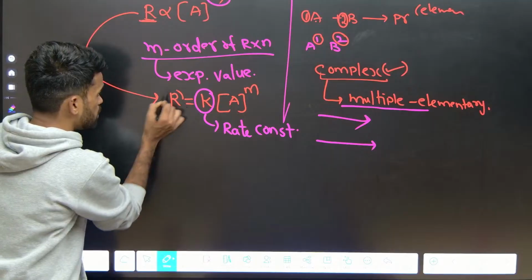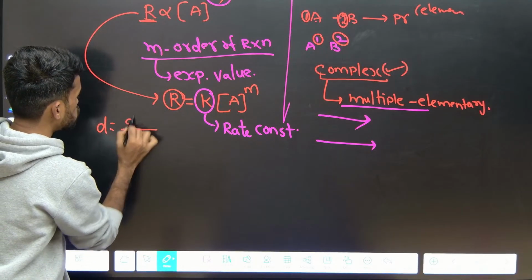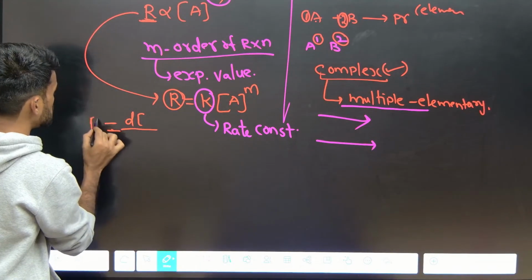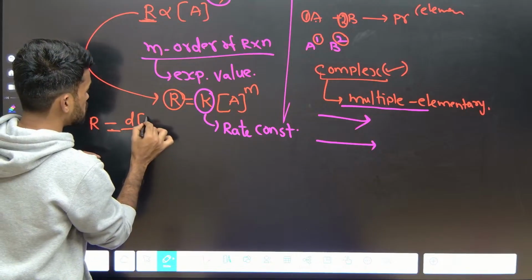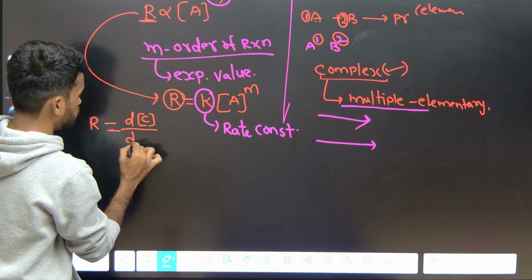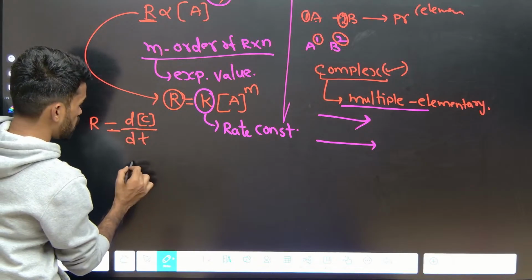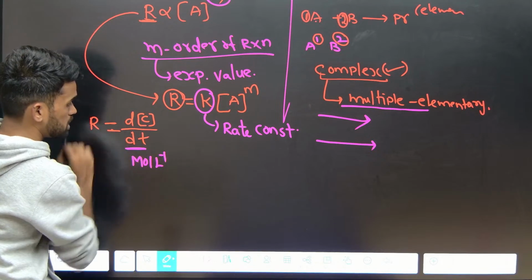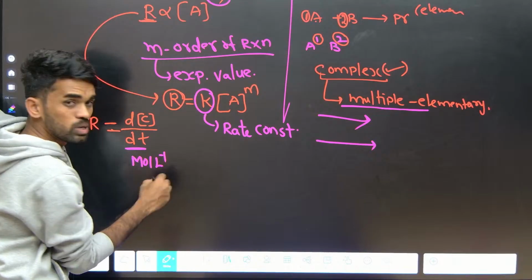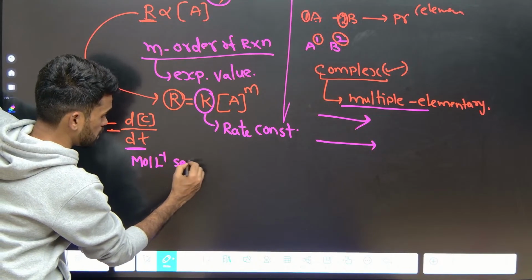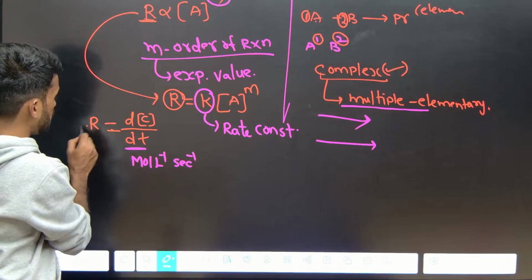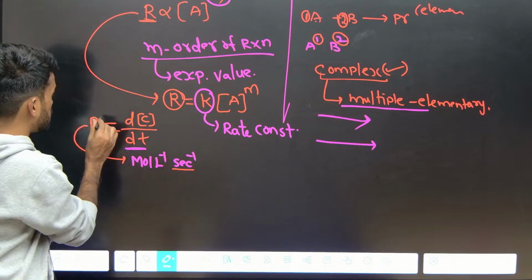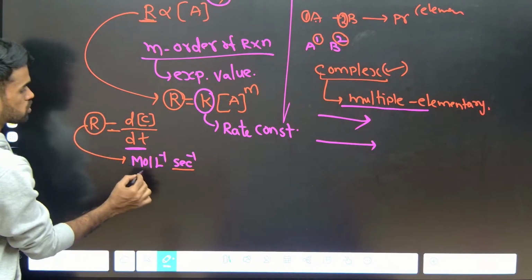Always remember, what does rate mean? Rate of a reaction means how fast it is taking place, that is, the change in the concentration of reactants or products with change in time. Concentration units are mole per liter, and for time you can say second inverse, minute inverse, like that. Let us express in terms of seconds. So for rate, the units will be mole per liter per second.